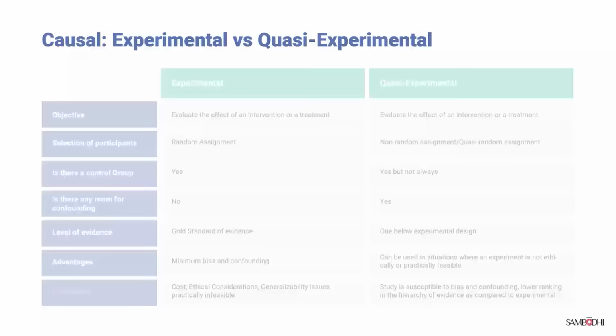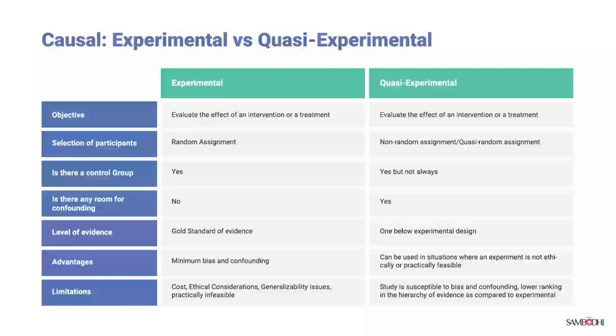To determine the cause and effect relationship between factors, there are two research methods within the causal research design. On the screen is a table that summarizes the similarities and differences between an experimental and a quasi-experimental study design. As you can see in the table, both experimental and quasi-experimental methods have similar objectives, which are to evaluate the effect of an intervention or a treatment. However, there are many differences in both these research methods when it comes to factors like the selection of participants, control group, room of confounding, level of evidence, their advantages, and limitations.